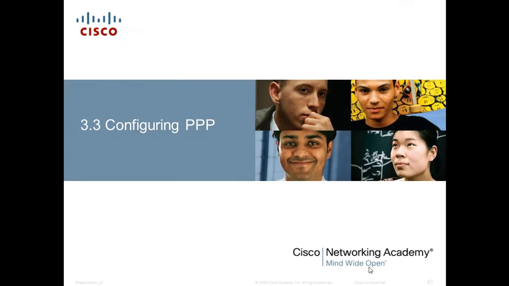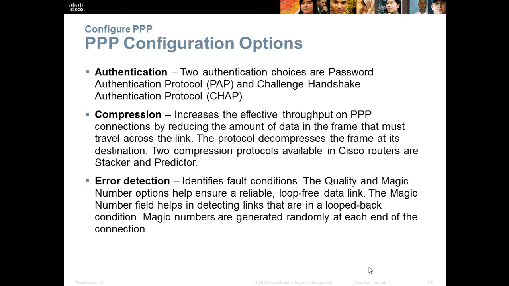How to configure point-to-point protocol. These are some of the configuration options, such as authentication. Two authentication choices are password authentication protocol, PAP, and challenge handshake authentication protocol, which is CHAP. Compression basically increases the effective throughput on PPP connections by reducing the amount of data in the frame that must travel across the link. The protocol decompresses the frame at its destination. Two compression protocols available in Cisco routers are stacker and predictor.